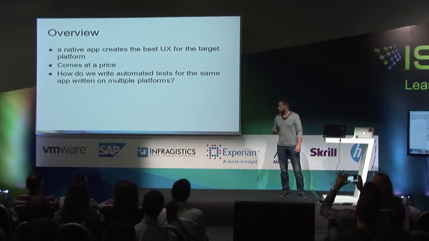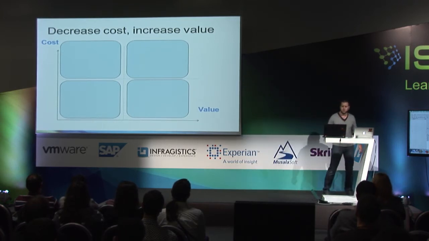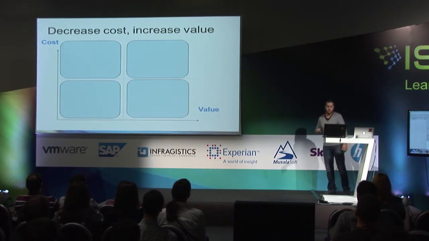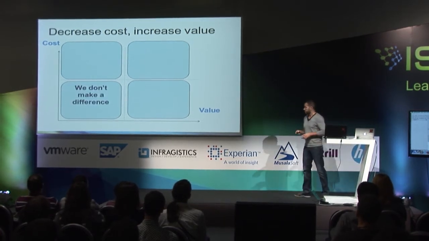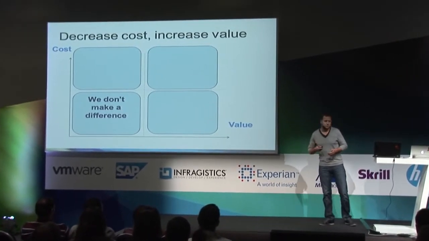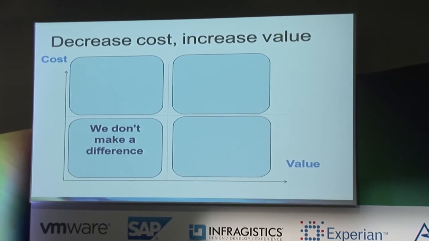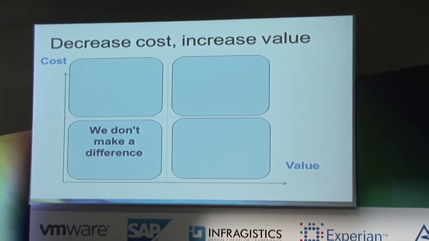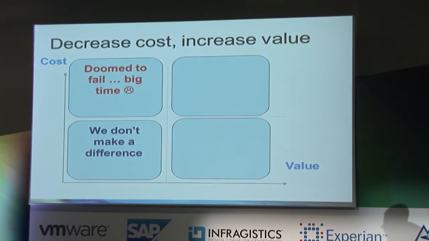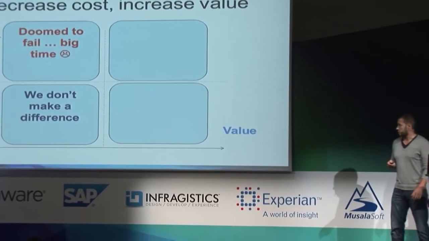Okay. So before I continue, I would like to plot a simple chart showing the relationship between cost and value in the software that we are doing. So if we have low value and we don't have a big cost, we don't make any difference. I mean, there are hundreds of thousands of developers across the world and companies who try to do something with small value with nothing. And that's okay. We don't want to be in this quadrant. But where we really don't want to be is out there, because if we put a lot of money into something and we achieve small value, then we are really doomed to fail, and not only fail, but fail big time.